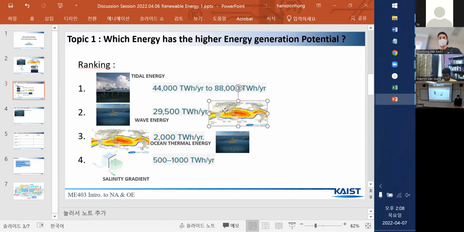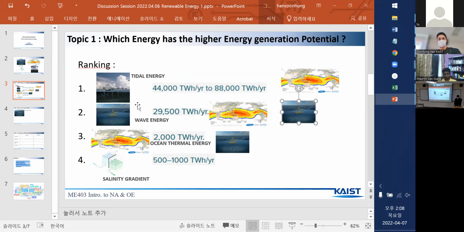I saw that the first one, theoretically, in terms of potential only, was thermal. The second one was wave energy. The third one was salinity, and the final one was tidal. But that's only potential, as tidal energy among these four is the most used, maybe because it's easier to extract the energy from it.